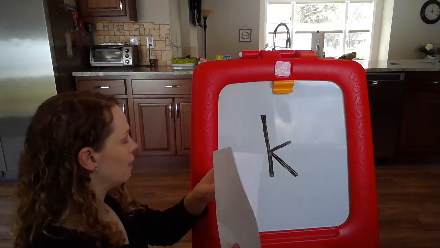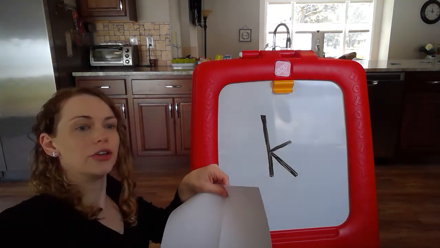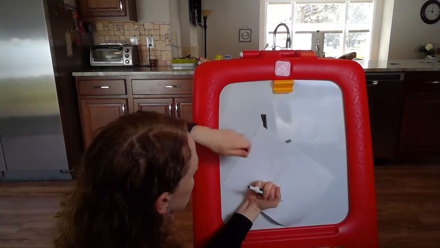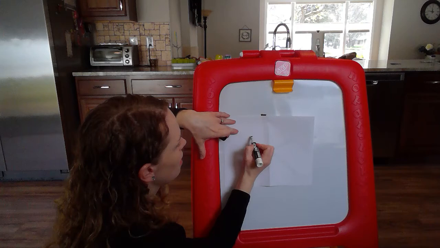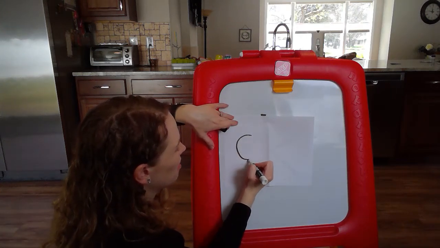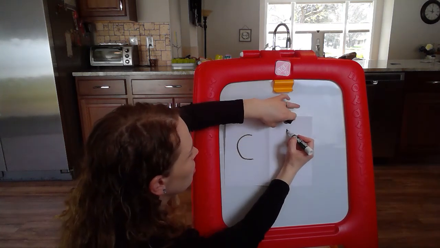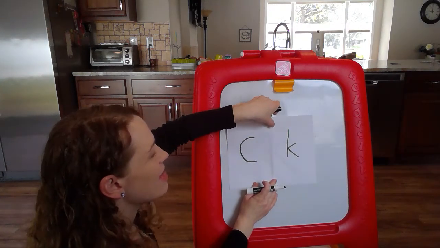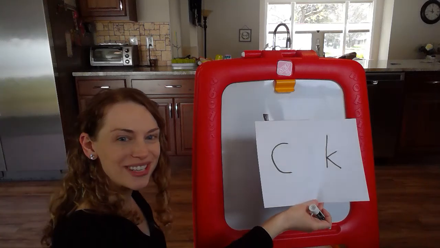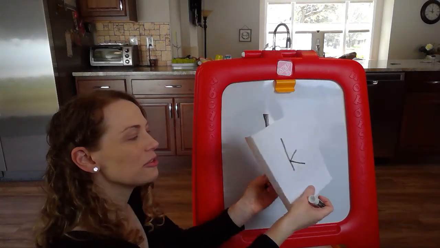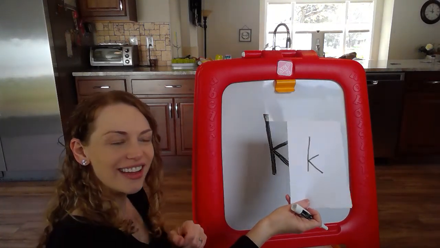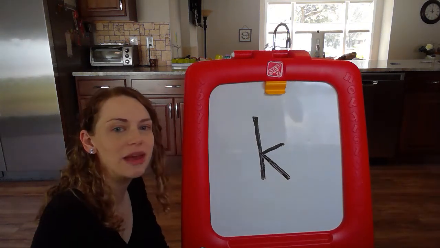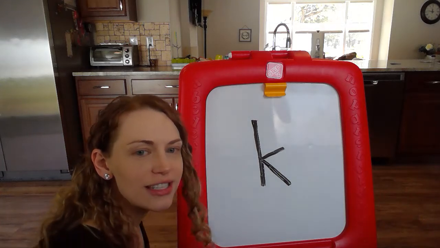So if you have your C on this side with your cat, then you'll have your K on this side. And then you'll have your own handy dandy poster. So you can fold to this side and work on your K. Okay. If you need a little more time to make that K, go ahead and just hit pause.